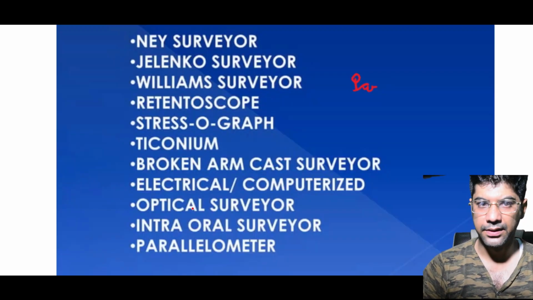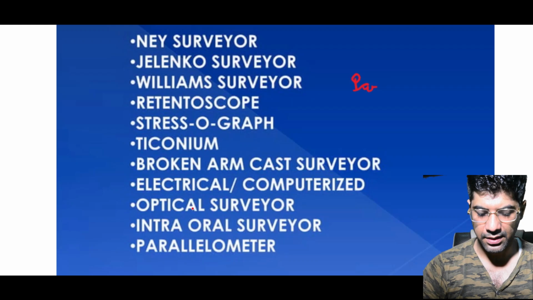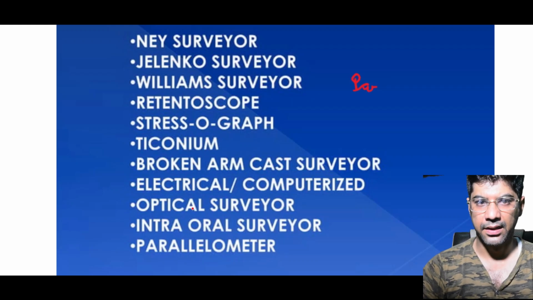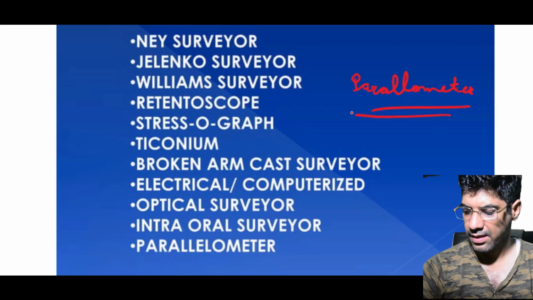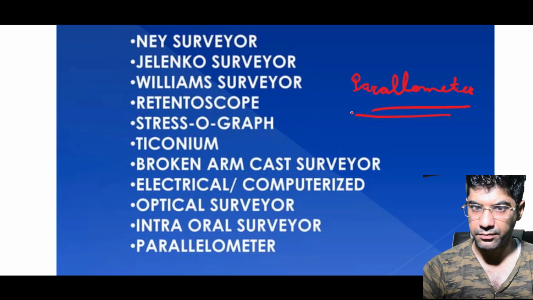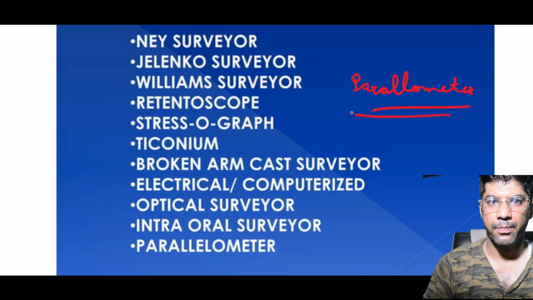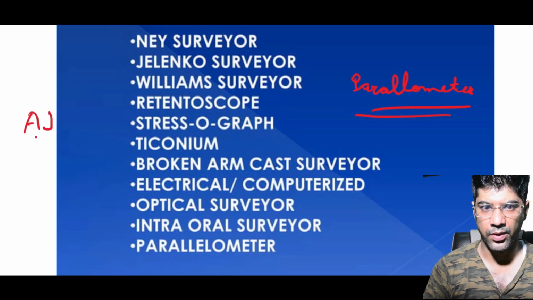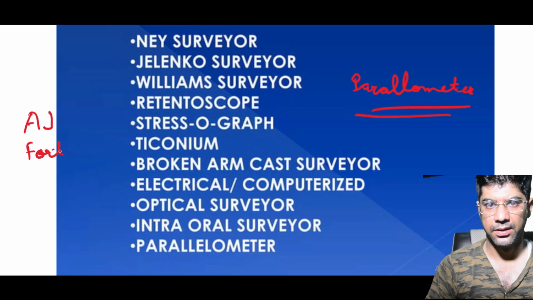Now, the key points that you have to remember about surveying: it is the function of the surveyor. The surveyor is also known as the parallelometer. So that determines the parallelism of the surfaces of teeth or other areas on the cast.